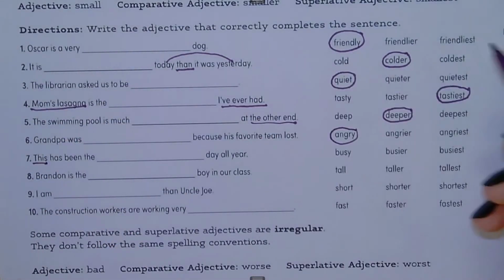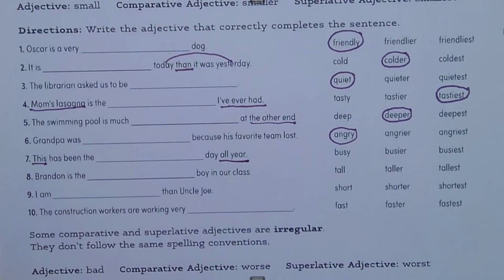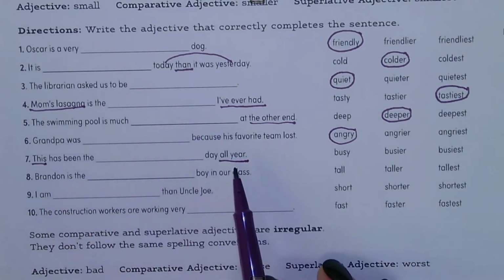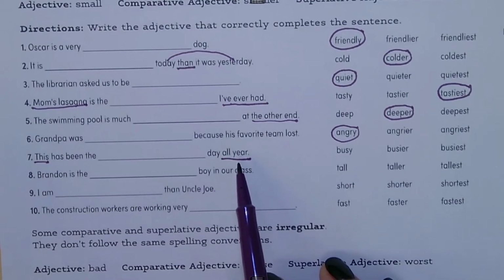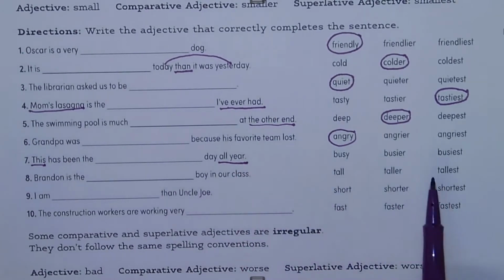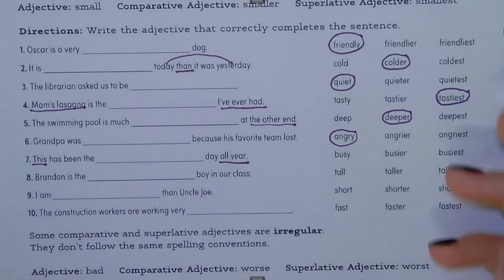This day to all the days this year. This has been the blank day all year. So if I'm comparing this day to all the days this year, that means that I'm comparing 3 or more things, which would make this a superlative adjective. So if I go over to the superlative adjective, I have busiest. Let's try it out. This has been the busiest day all year.